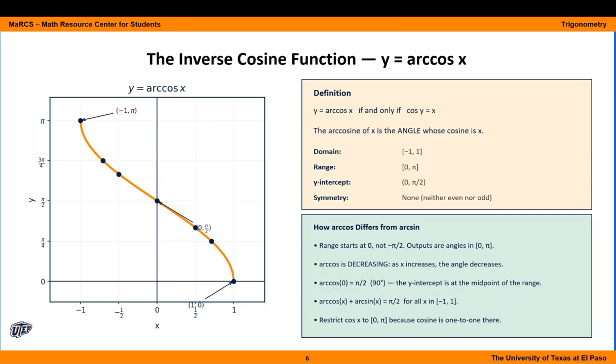Now let's look at arccosine. Y equals arccosine of x means y is the angle whose cosine is x. The domain is still -1 to 1, but the range is different, from 0 to pi. That means all outputs are non-negative angles. Unlike arcsine, arccosine is decreasing. One useful identity to remember is that arccosine of x plus arcsine of x is equal to pi over 2. This works because of how the ranges are defined.